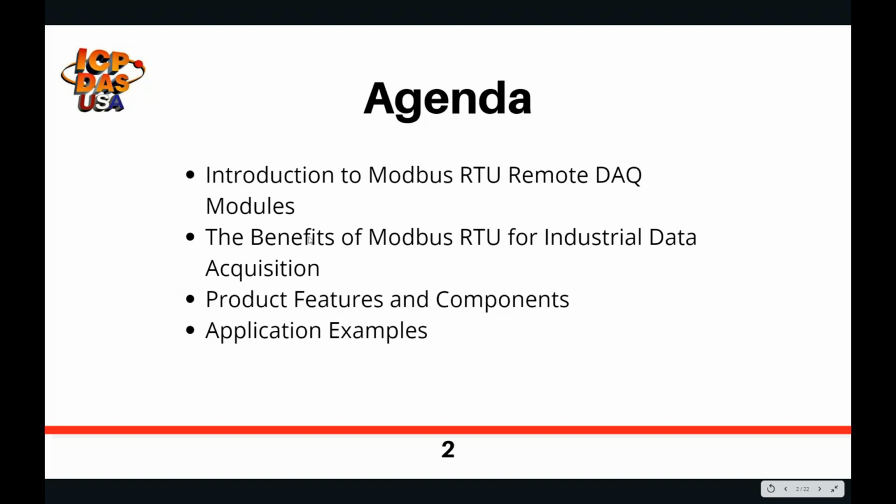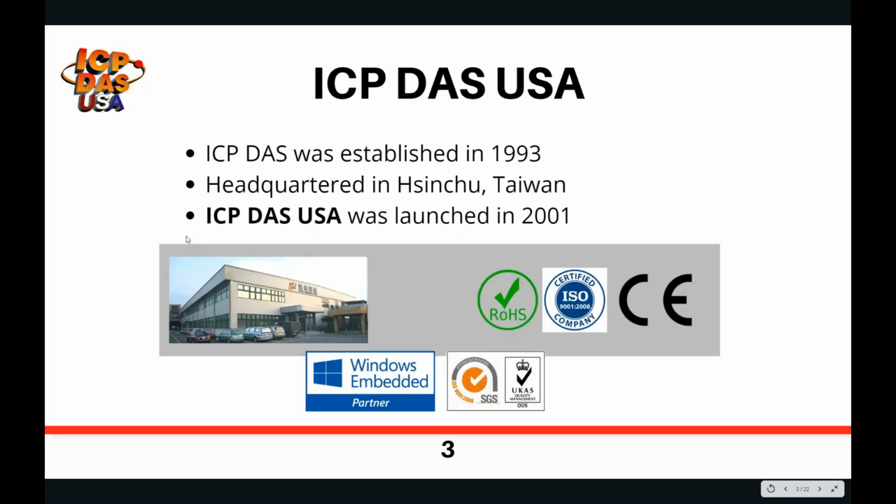For a little bit of background on us, ICP DAS was established in 1993. Our headquarters is located in Hsinchu, Taiwan. ICP DAS USA, that's us, was launched in 2001 to support the North and South American markets. We have over 200 R&D engineers, and we work closely with them to add new features to our products, develop new products, and support our customers. Most of our products are RoHS compliant, meaning lead-free, and ISO certified. We're a Windows Partner, CE certified, all that good stuff.